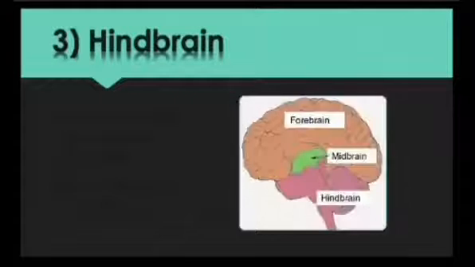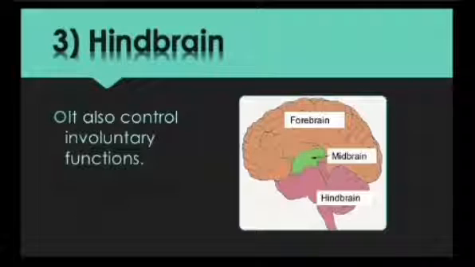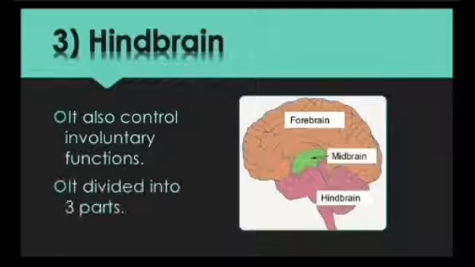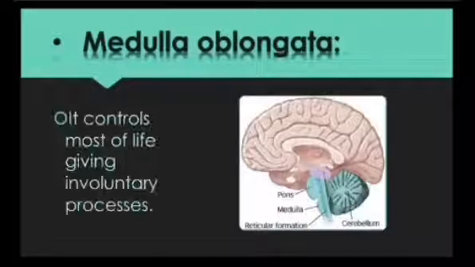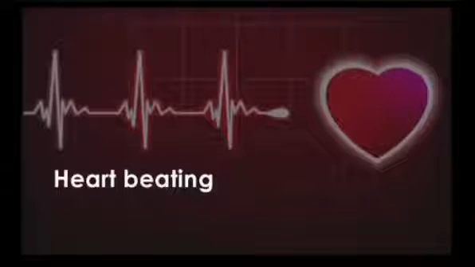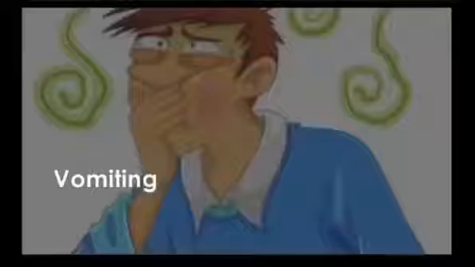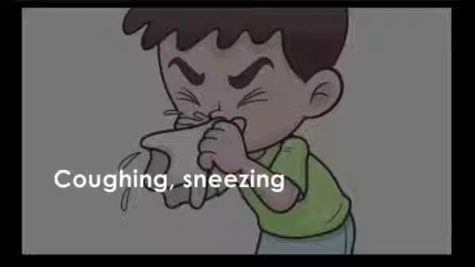The third part of the brain is the hindbrain, and it is located below the midbrain. It controls involuntary functions and it is divided into three parts. First one is the medulla oblongata. It controls most of the life-giving involuntary processes like heart beating, digestion, vomiting, coughing and sneezing.